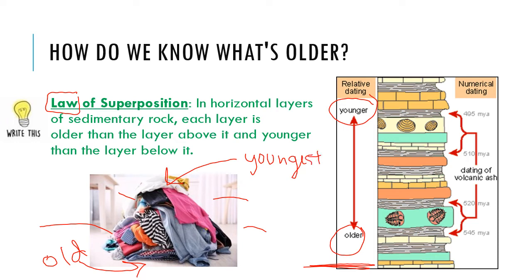We can use that same idea to think about fossils, right? Whether we're thinking about relative dating or numerical dating, they both follow this law. That is just describing what is happening, right? Not necessarily explaining why, but describing what. So that's why we call it a law.